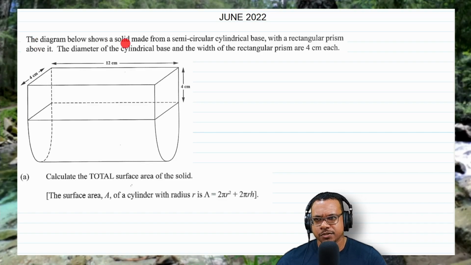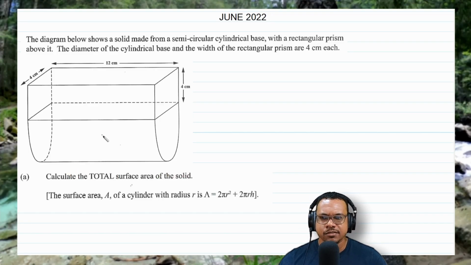The diagram below shows a solid made from a semicircular cylindrical base, that's the semicircular cylindrical base down here, with a rectangular prism, which is this thing on top here, above it. The diameter of the cylindrical base and the width of the rectangular prism are 4 centimeters each. So this is the diameter here of the cylindrical base, which is 4 centimeters, as well as the width of the prism, which will also be this 4 centimeters. So for our first question, we want to calculate the total surface area of the solid.